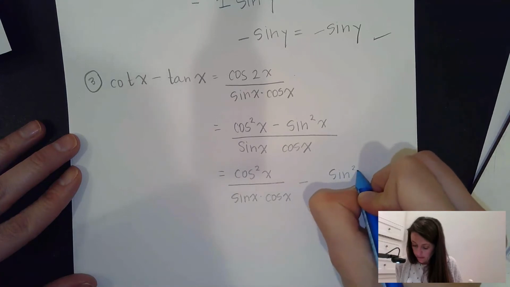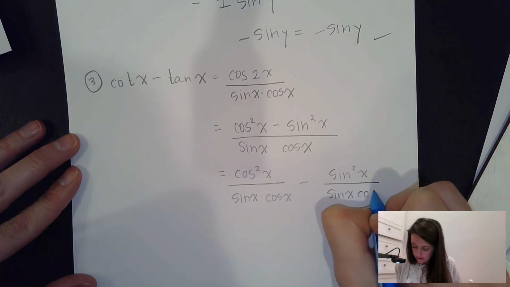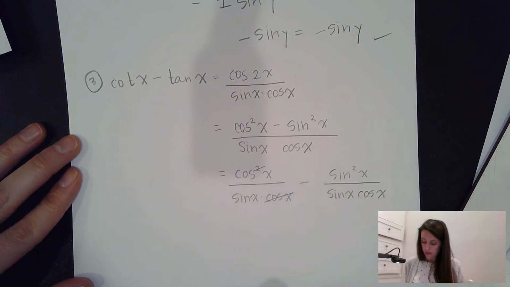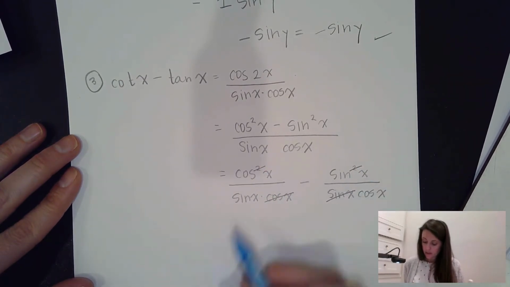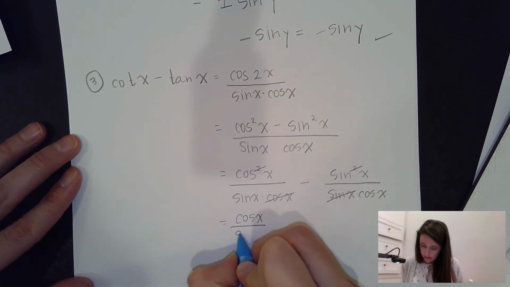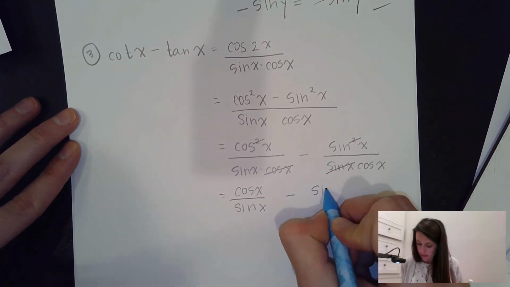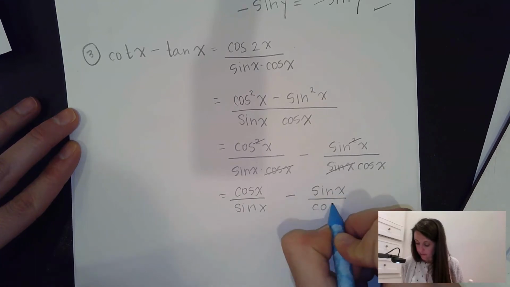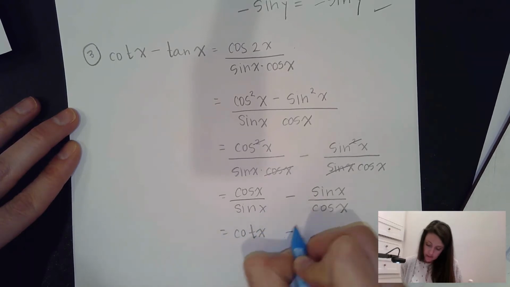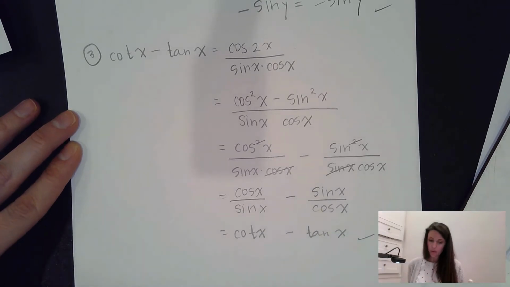And then here we've got sine squared x over sine x cosine x. So one of your cosines goes away, one of your sines goes away. So I'm going to be left with cosine over sine minus, this one is going to be sine over cosine. So cosine over sine is cotangent. Sine over cosine is tangent. And that's what we're looking for.